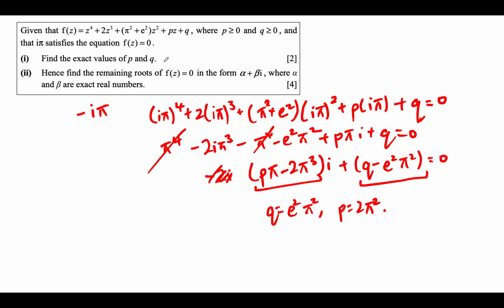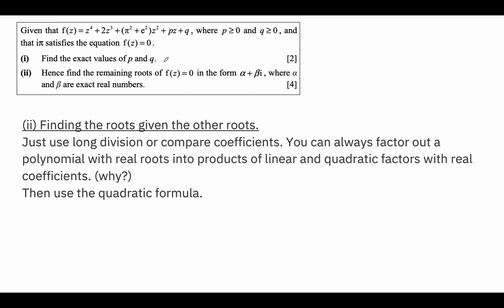Hence, find the remaining roots of f(z) equals 0 in the form of alpha plus beta i, where alpha and beta are exact real numbers. Right, so how are we going to approach this question? What we're going to do is substitute in both i pi and minus i pi, and then try to factor out a polynomial that we can solve with the quadratic formula.